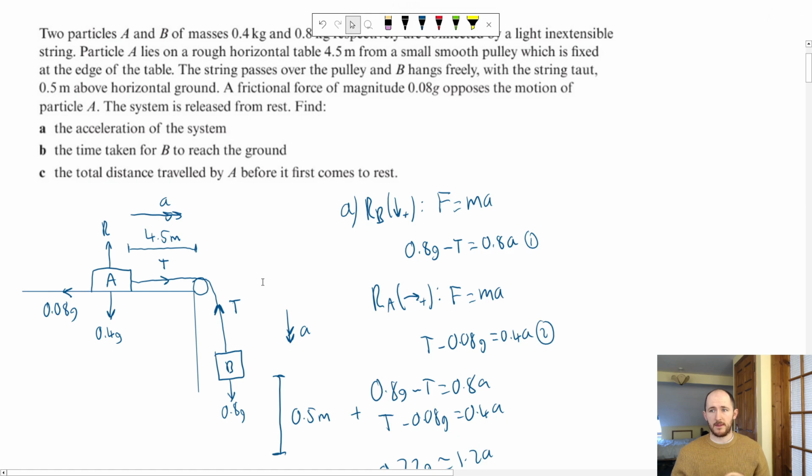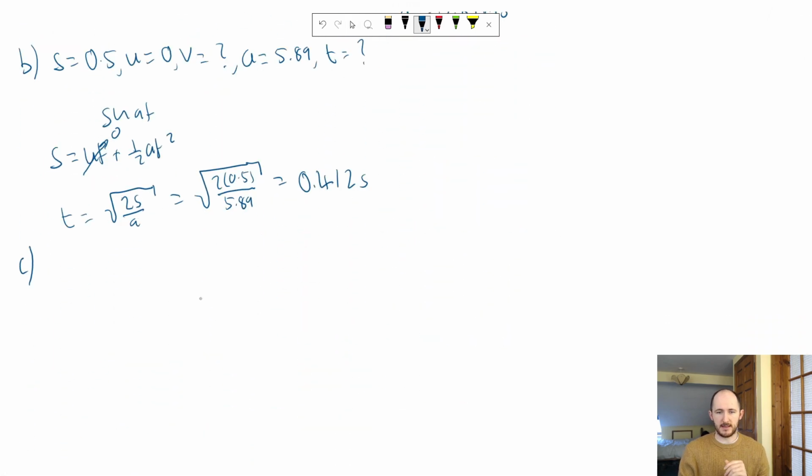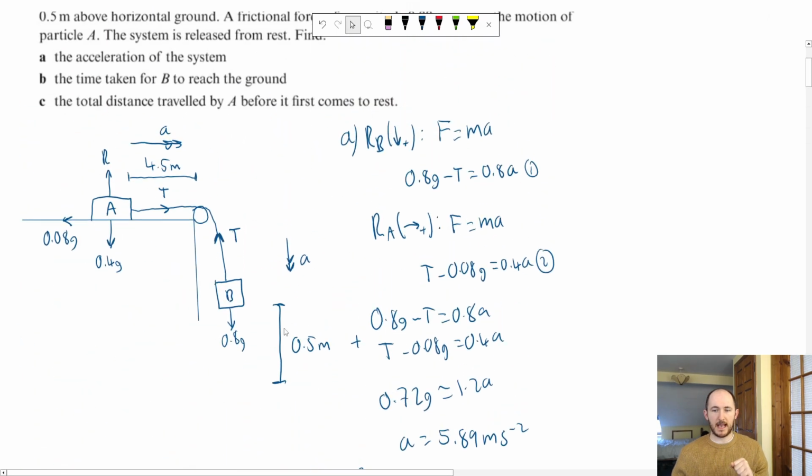So first of all, since it's attached to a light inextensible string, it is going to travel the exact same distance as B initially. So it's going to have half a meter already locked in. Because again, B has pulled A half a meter before it hit the ground. Now when it hits the ground, the string is not providing a tension force. There's no tension here, because it's gone slack. B is not pulling anything anymore.